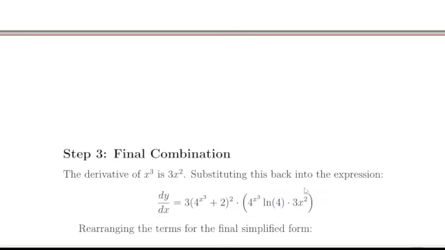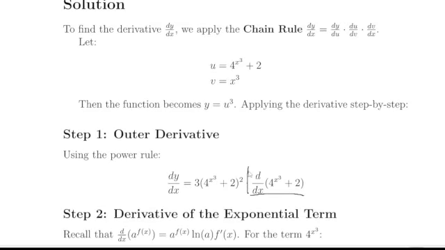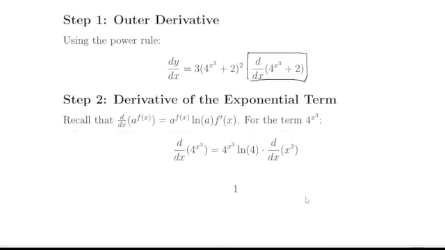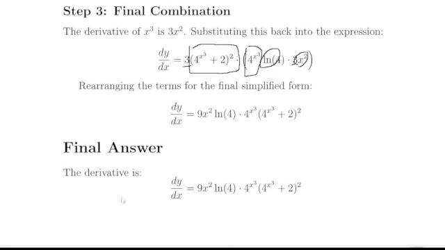And so we're going to substitute that back into the expression. So that goes over here. That's this part right here. And then we can multiply. So we have 3 times 3, that gives us 9. We have x squared ln of 4 times 4 to the x cubed times (4 to the x cubed plus 2) squared. And so that's going to be the final answer.